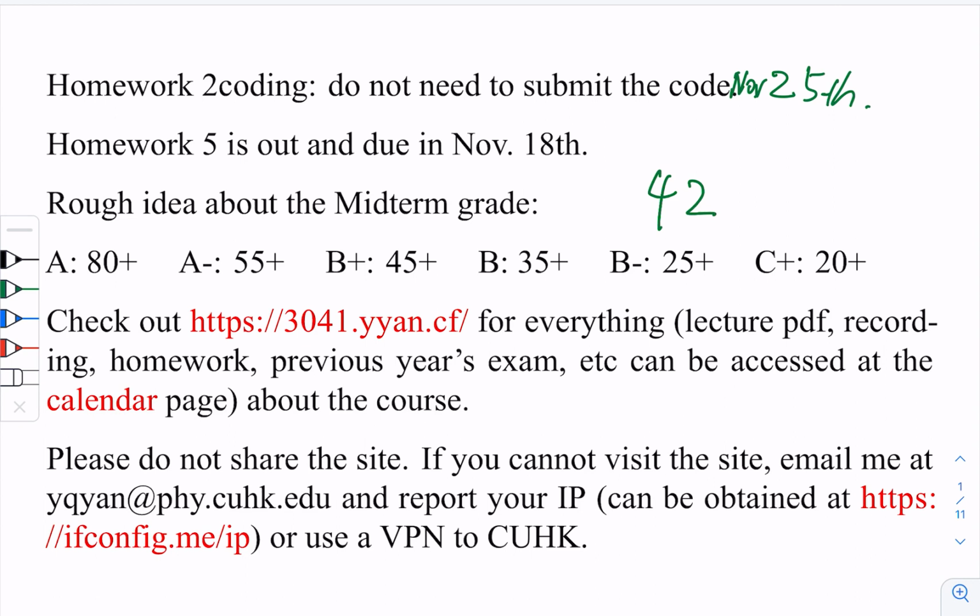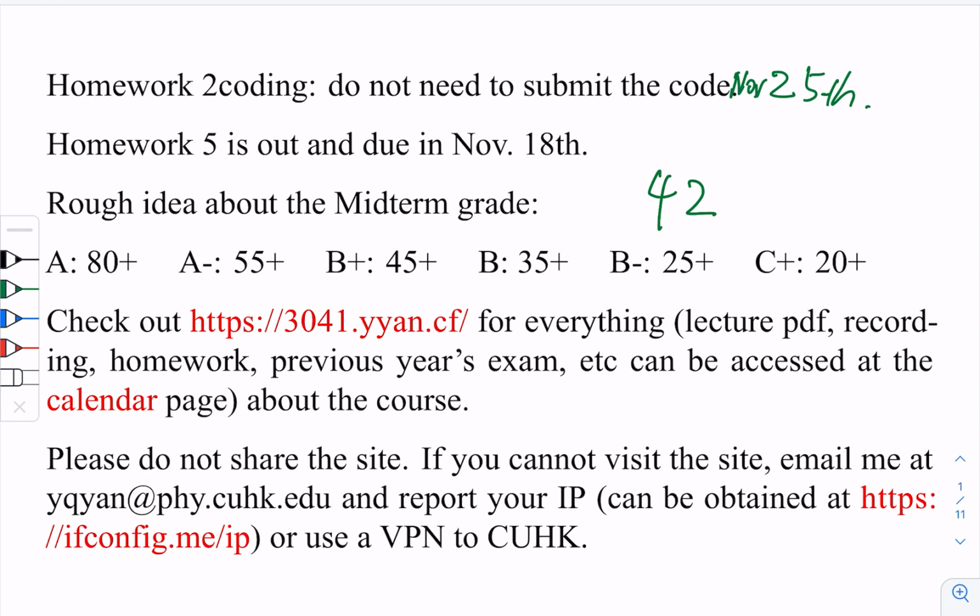So to help you prepare for the finals, I actually set up already a website that's summarizing everything in the course. So you can check the website here. This red link is the link that takes you to the website for this course. But please don't share this link with anyone except the students here.